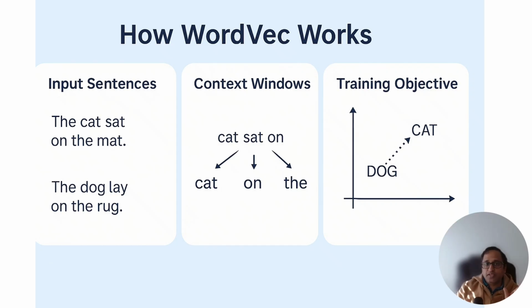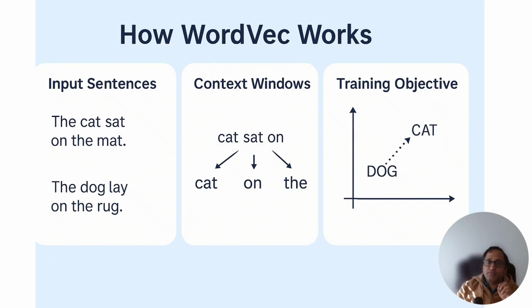So word2vec slides a small context window across the text. For example, if the context window size is 2 and the center word is cat, it looks at the words around it, like the, sat, and on. So each of these pairs, cat-the, cat-sat, cat-on, becomes a tiny training example. The model's goal is to predict which words are likely to appear near a given word.